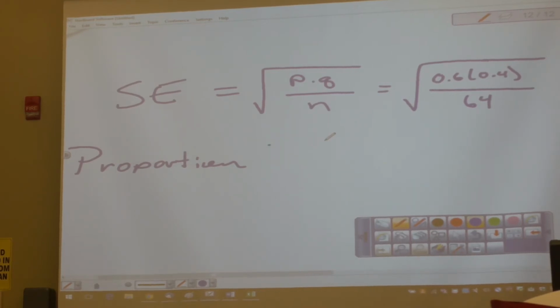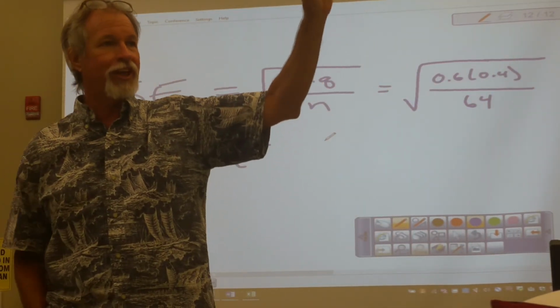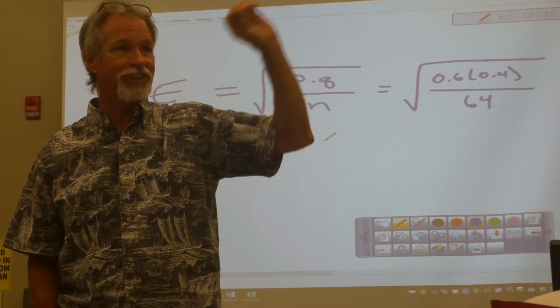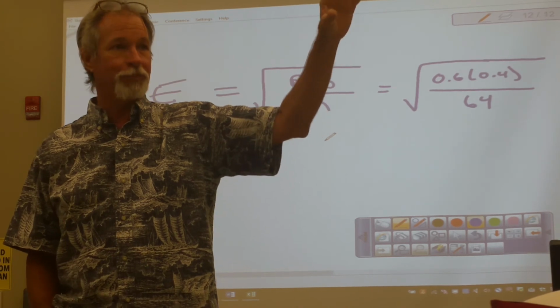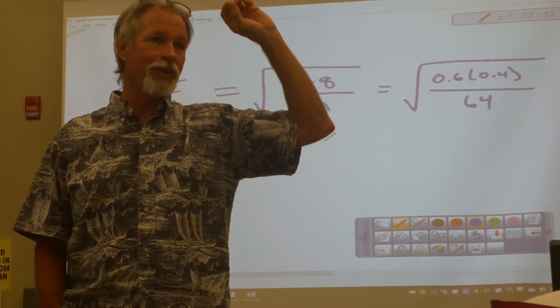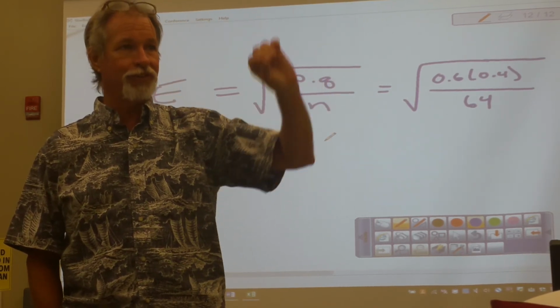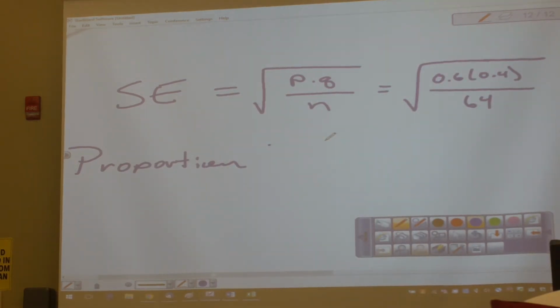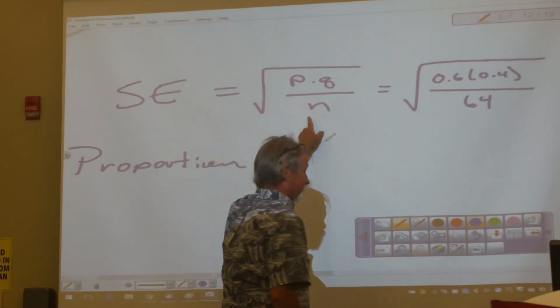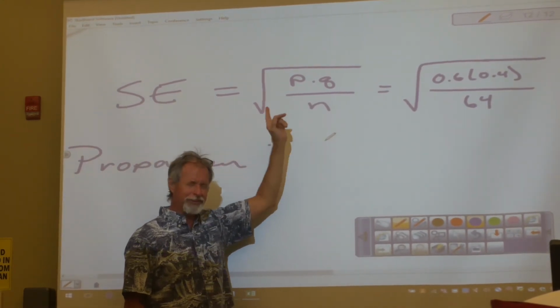This is where I keep saying, you have to know what you're dealing with. The calculation for standard error changes for each different type of test. If it's means, we have to know whether or not the standard deviation of the population is known or not. That gives us two different ways to calculate it. If it's a proportion, this is how you calculate the standard error. Not standard deviation.